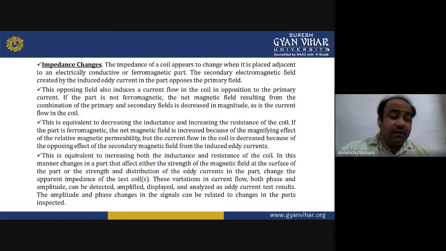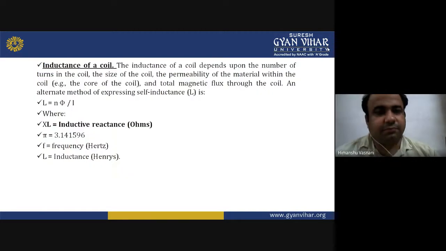So in this manner, changes in a part that affect either the strength of the magnetic field at the surface of the part or the strength and distribution of the eddy currents in the part change the apparent impedance of the test coil. These variations in current flow, both phase and amplitude, can be detected, amplified, displayed, and analyzed as eddy current test results. The amplitude and the phase changes in the signals can be related to changes in the parts inspected.